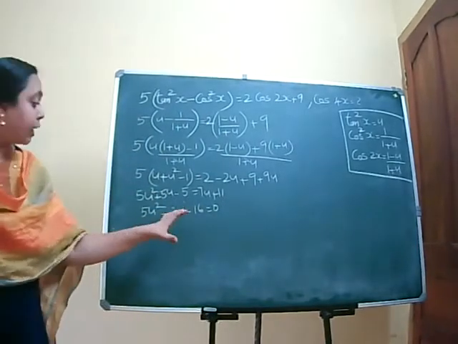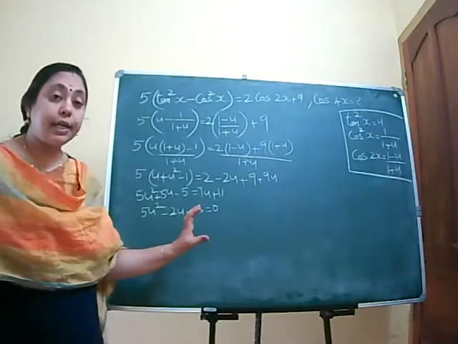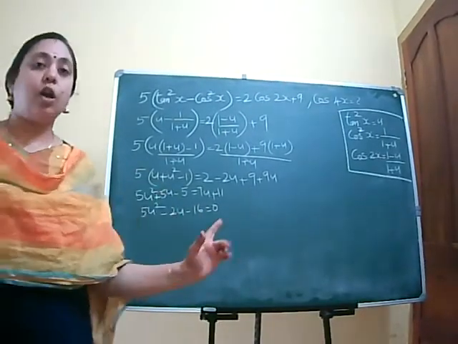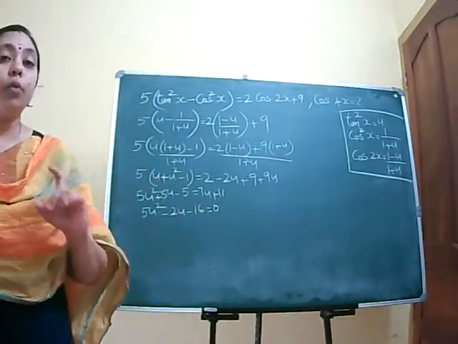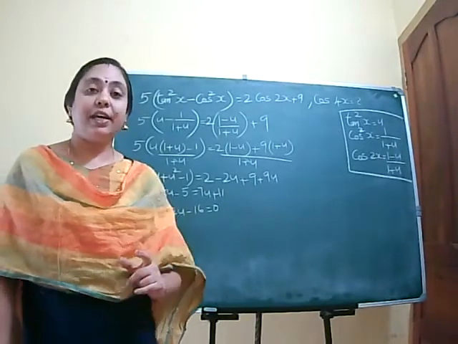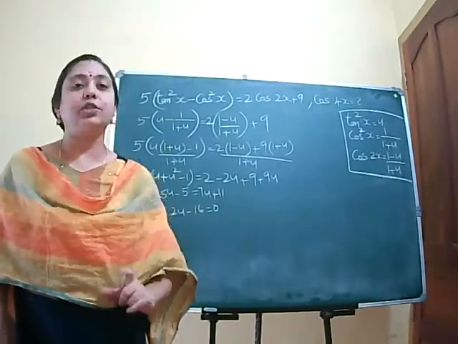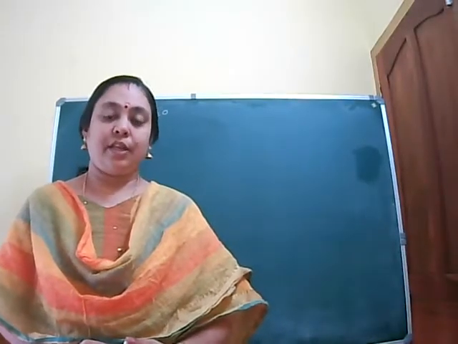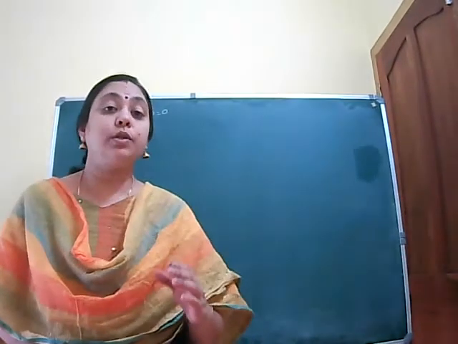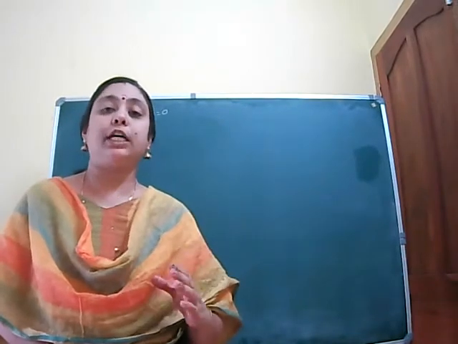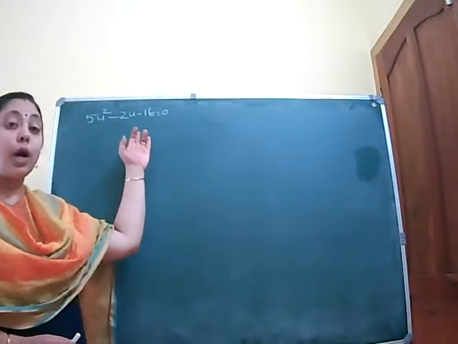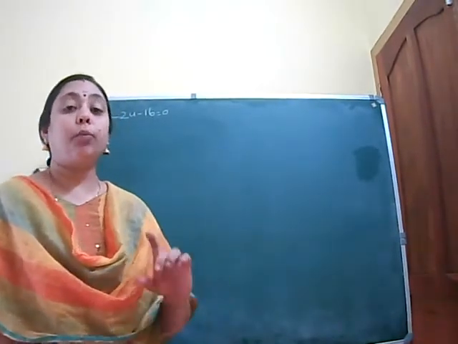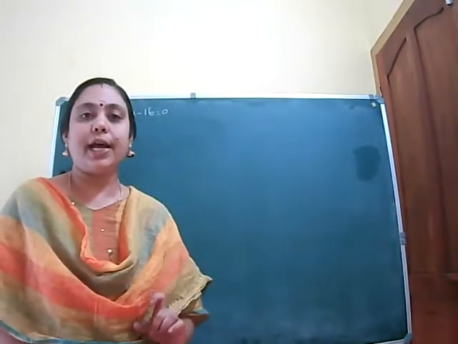We get the quadratic equation in the terms of tan square. Now just solve this using the formula of quadratic equation. Then we get the value of tan square. Okay. So we have reduced our given trigonometric expression into this quadratic equation. Now just solve this using the formula for the solution of a quadratic equation.